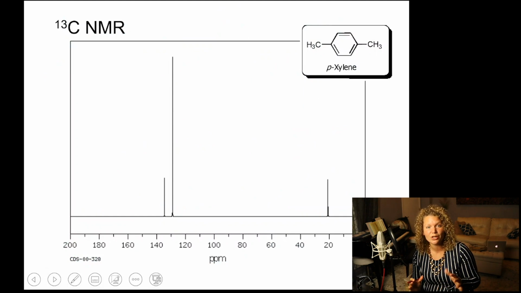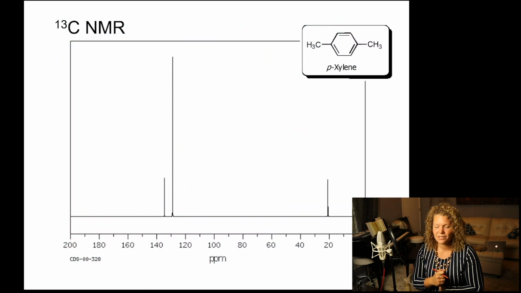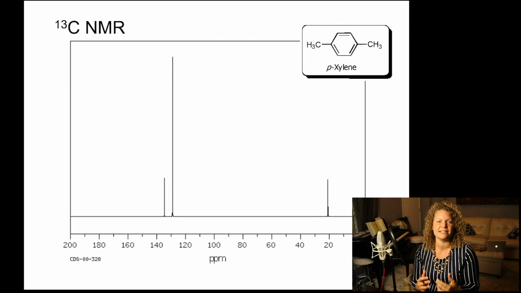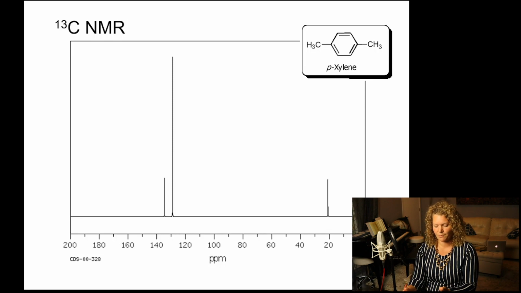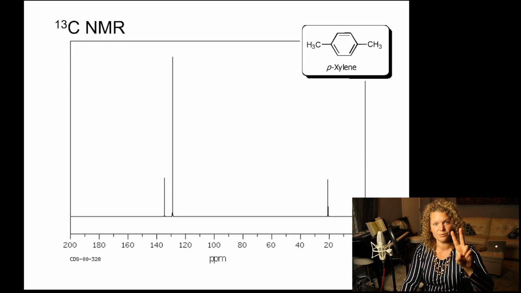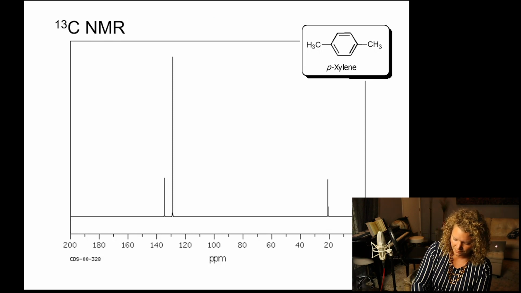I now want to go over carbon NMR. It uses a lot of the same ideas that we've gone over with proton NMR. There's just a few caveats. For proton NMR, for our paraxylene, how many signals did we have? We had 2. Proton NMR, we had 2 signals.